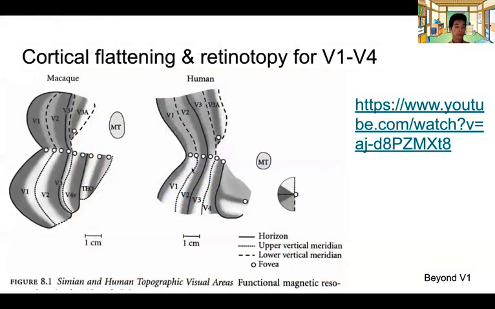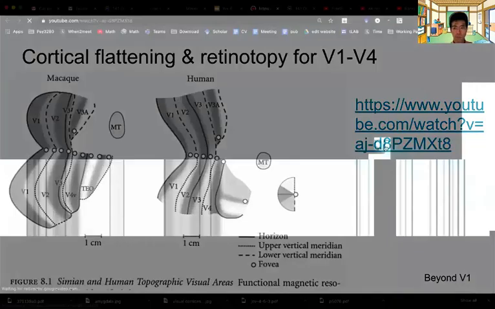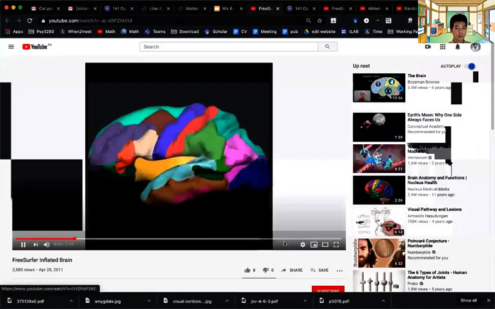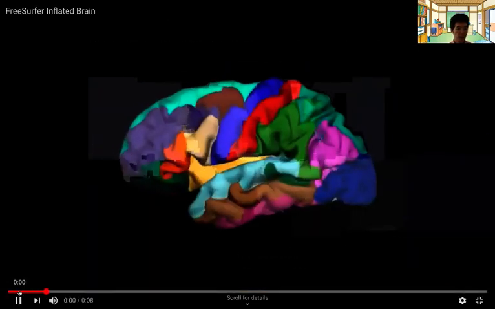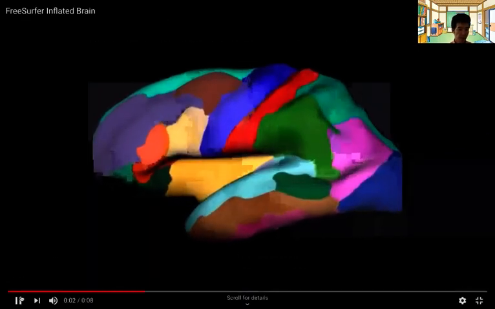So in terms of understanding the visual cortex, it is important to understand what cortical flattening is and what the retinotopy looks like for V1 to V4. To explain this figure, I think it's first better to look at a movie, such as this one. Okay, so this movie basically explains how modern neuroscience analyzes this brain data.